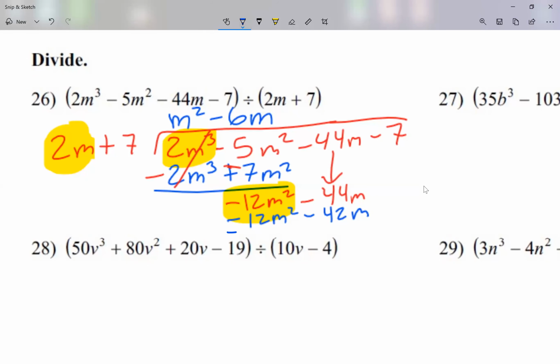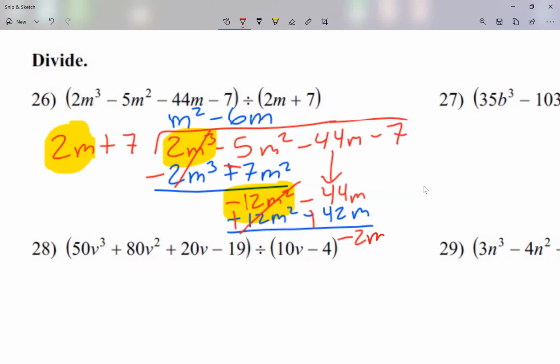So I'm just going to make this line. I'm going to subtract, but remember we just switched the signs of the second polynomial. So let me switch this to positive 12 and a positive 42. Remember, we just switched the signs of the second polynomial. The beginning here, negative 12m squared plus 12m squared. Negative 12 plus 12, that's 0. So that cancels out. Negative 44m plus 42m, that's a negative 2m. Let me bring down the next term.